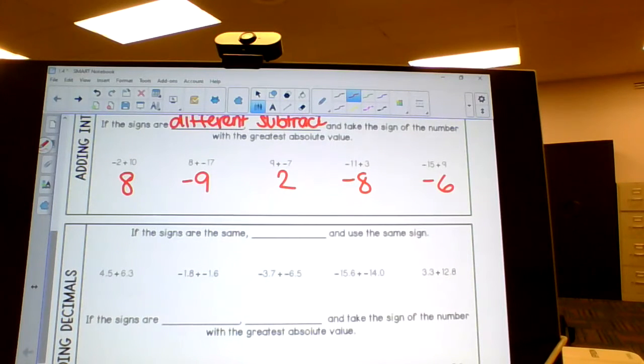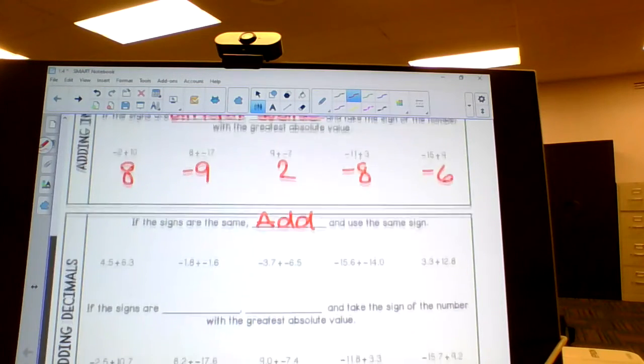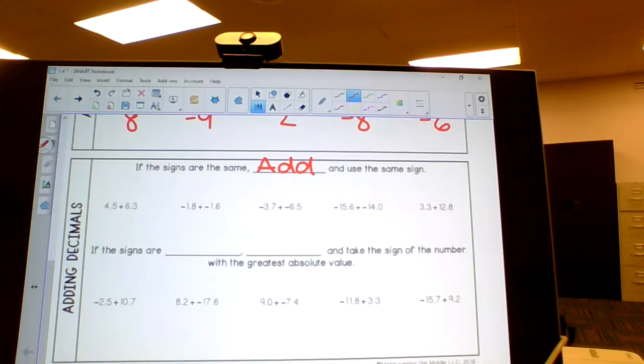So they're wanting you to see that the rules for integers are the exact same rules for rational numbers, for decimals and fractions. So once again, if signs are the same, we add and keep. If signs are different, what do we do? We subtract. So we're just writing the same words in there again.